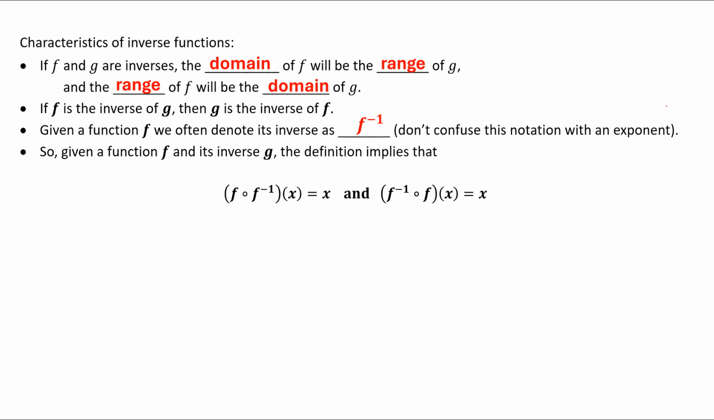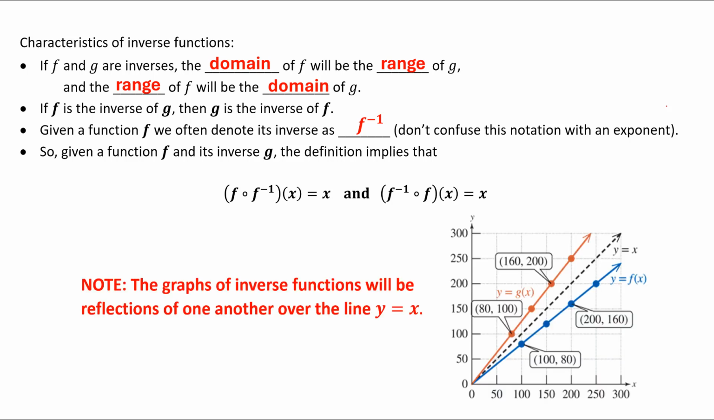Given a function f, we often denote its inverse as f with a little -1 sign up there. Do not confuse that with an exponent. That just means f inverse. That's how we would say that. So given a function f and its inverse g, the definition implies that f circle f inverse of x is equal to x, and f inverse circle f of x is equal to x. So when you put one of the functions into the other one, you just get x because it undoes whatever the function did to x.